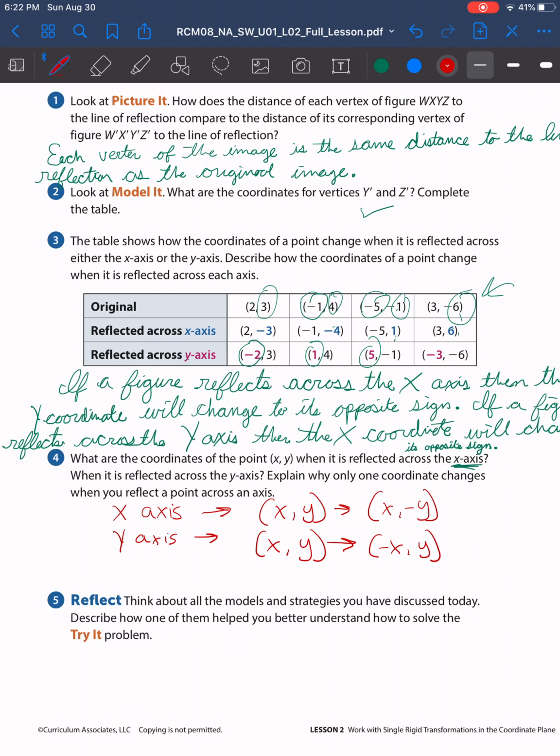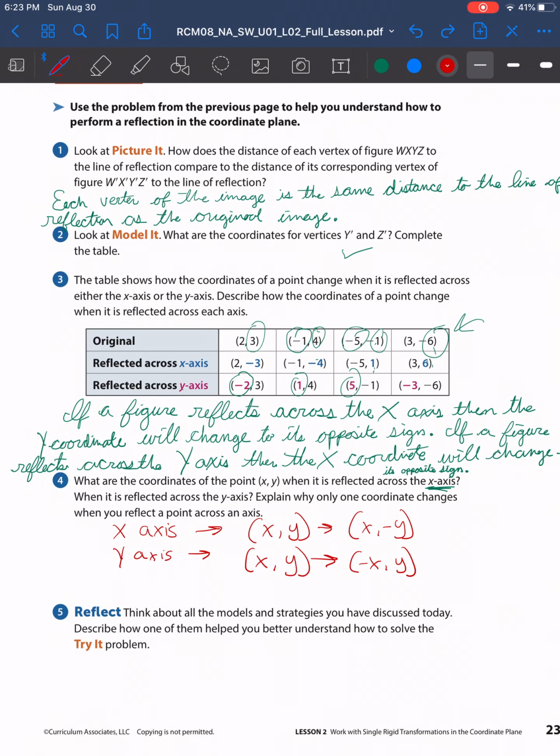Explain why only one of the coordinates would change when you reflect a point across an axis. Now, I want to explain that in class with you guys when I can show you in person. So remind me that that's something we're going to talk about in class. So in class, we'll talk about why it is that only one of the coordinates changes to its opposite when you reflect, okay? So remind me, that's what we're going to do.